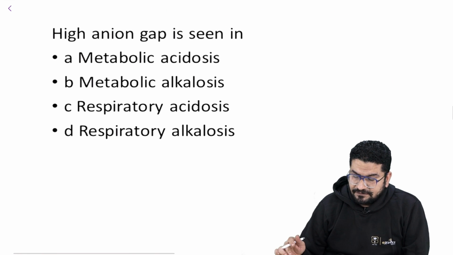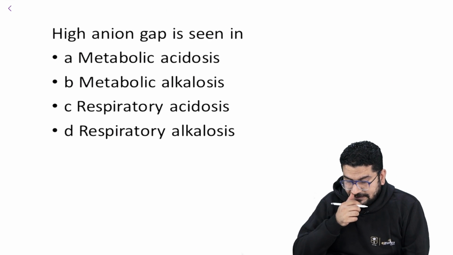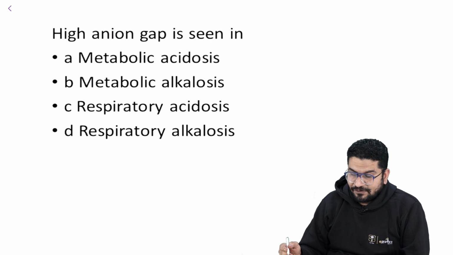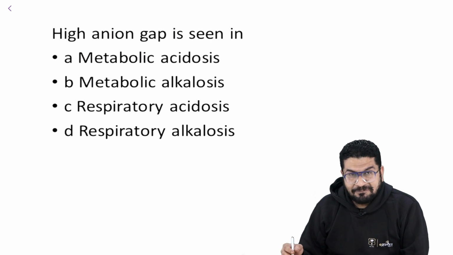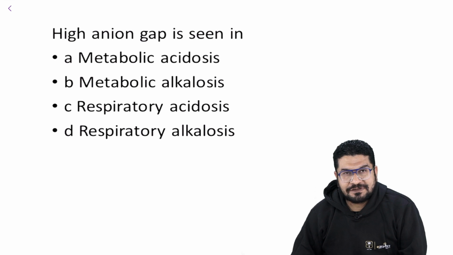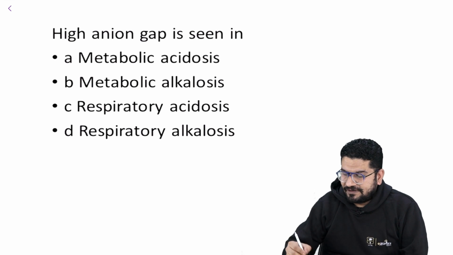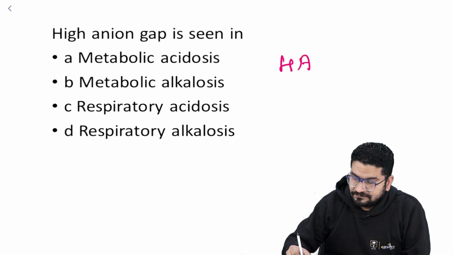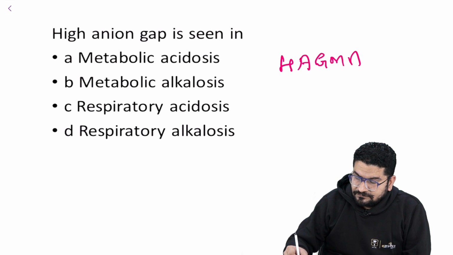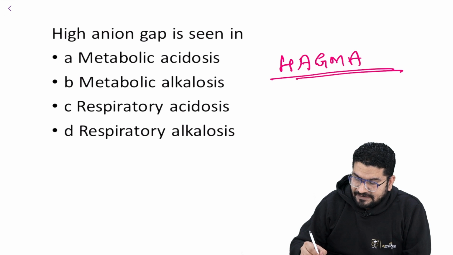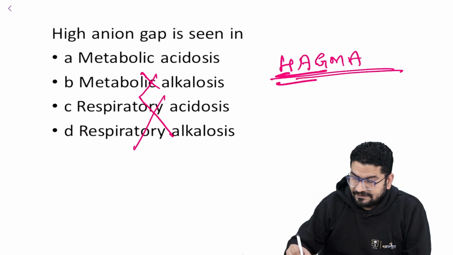Question 23 is the easy one. This is a high anion gap. This was not expected from this type of paper, where you have such difficult questions and then suddenly a high anion gap question. What we write is high anion gap metabolic acidosis, which we call HAGMA. Metabolic alkalosis is not the answer, respiratory is not the answer, so this is high anion gap metabolic acidosis.